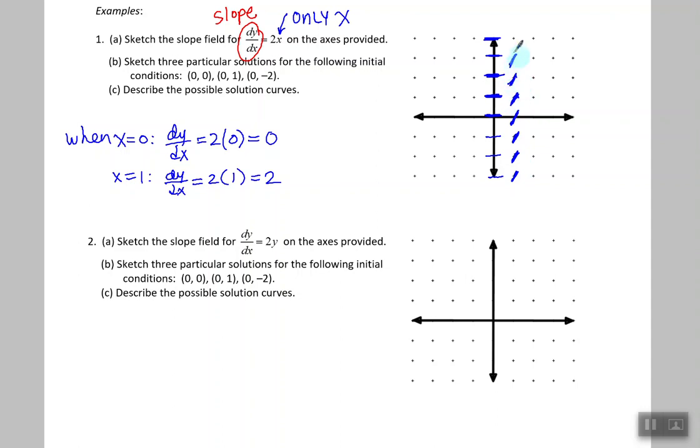Now remember, this is an estimation technique, so my little line segments don't have to be perfect. But if the slope is positive, that should look like a positive slope. If the slope is negative, it should look like a negative slope. As the slopes get larger, they should look steeper.